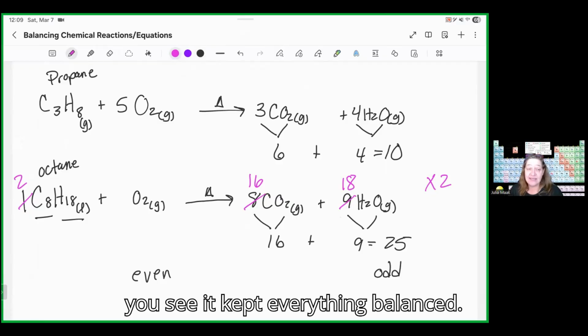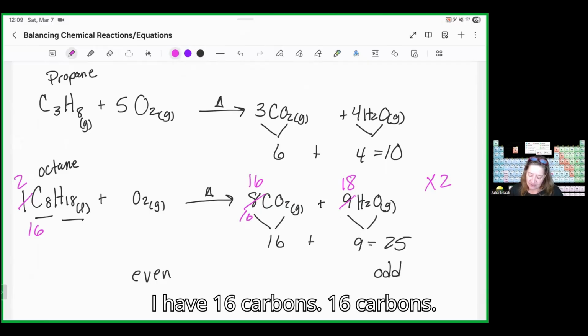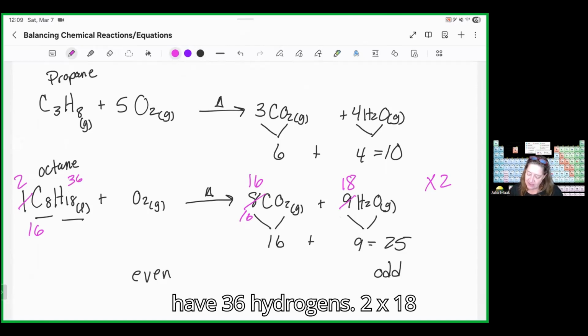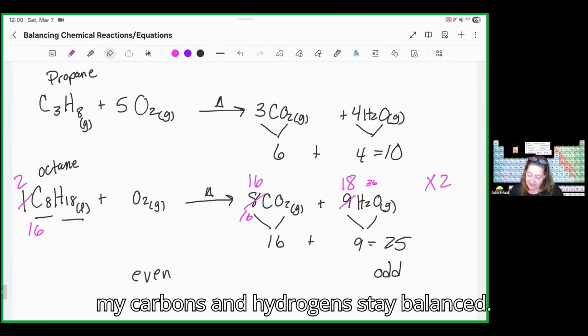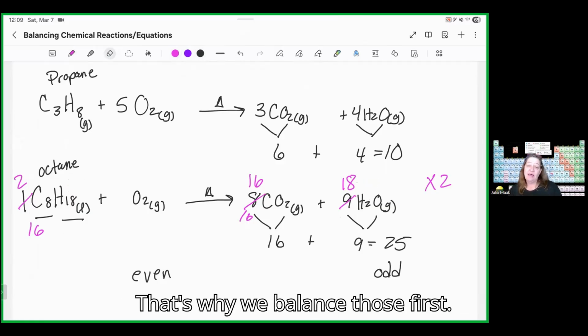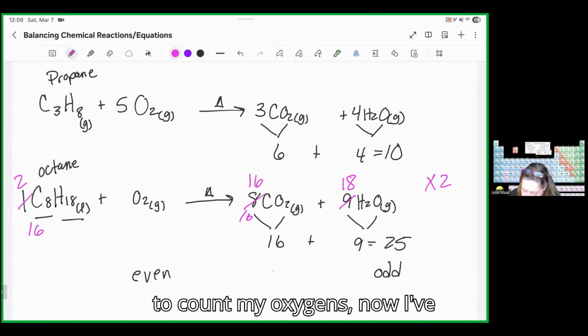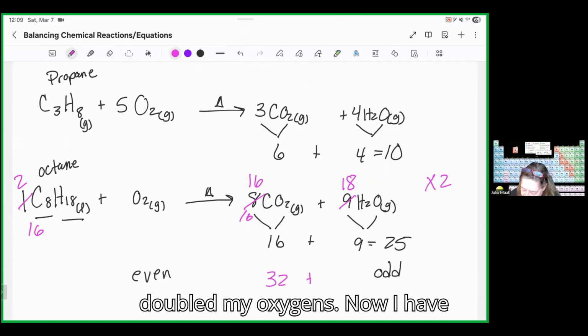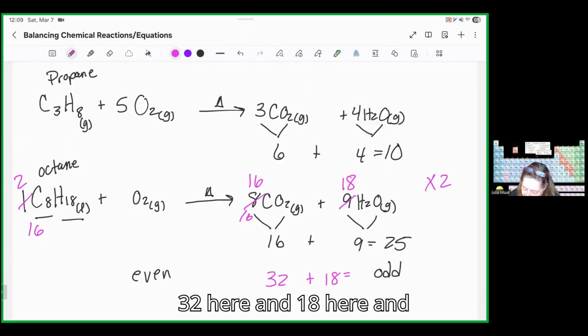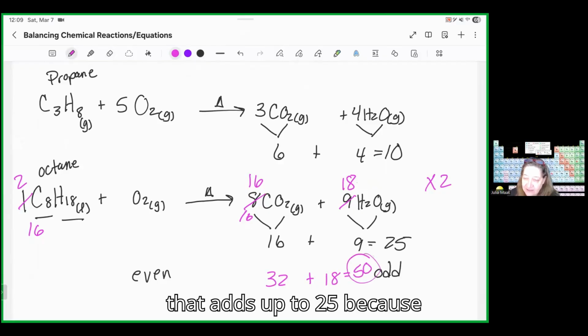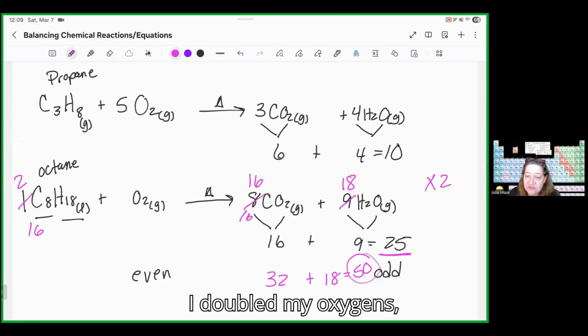Okay, so you see it kept everything balanced. I have 16 carbons, 16 carbons. I have 2 times 18, I have 36 hydrogens. Okay, so my carbons and hydrogens stay balanced. That's why we balance those first. Okay, so now when I go to count my oxygens, now I've doubled my oxygens. Now I have 32 here and 18 here, and that adds up to 50 because I doubled my oxygens.